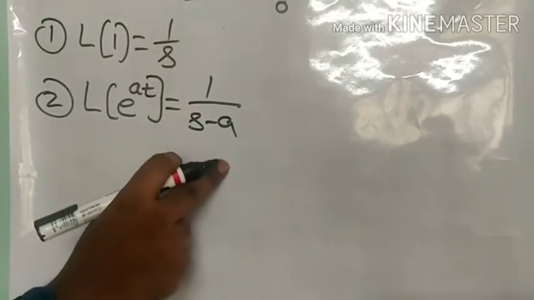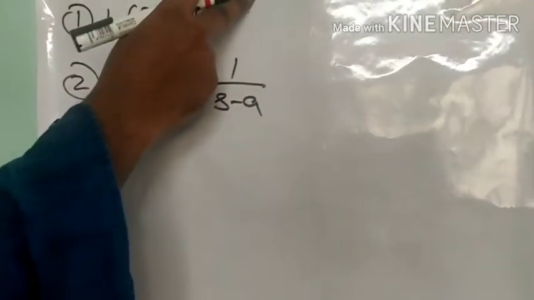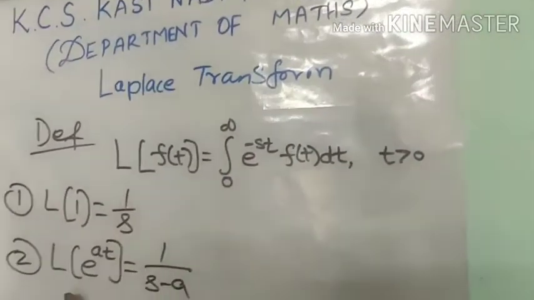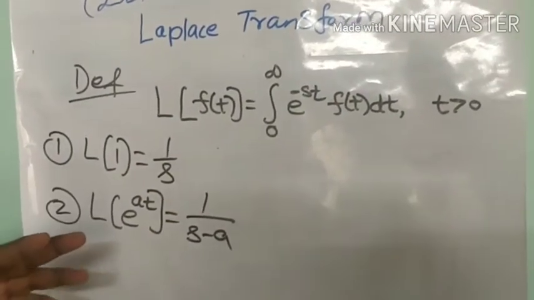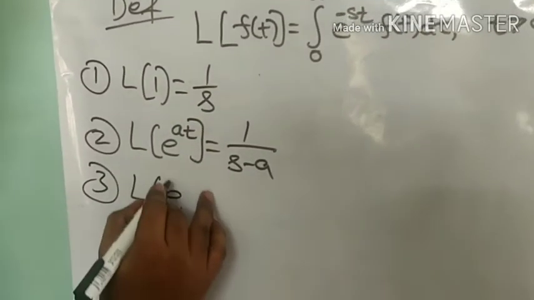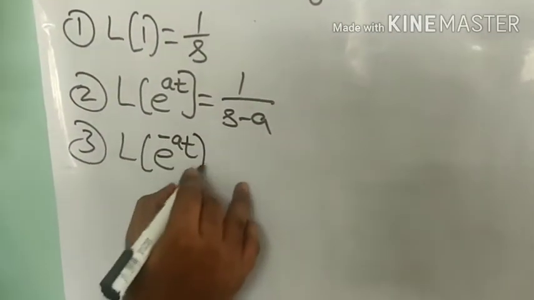So this is the second formula. This is a definition. Using this definition only we get this formula. Here you learn the formula alone. If you need an explanation, I will give it later. And third, Laplace of e power minus at. This is the third formula.